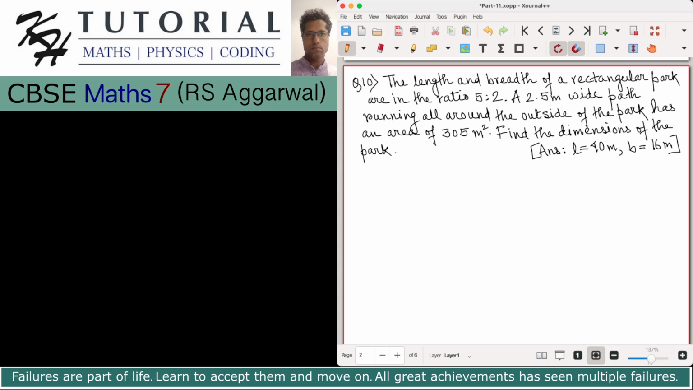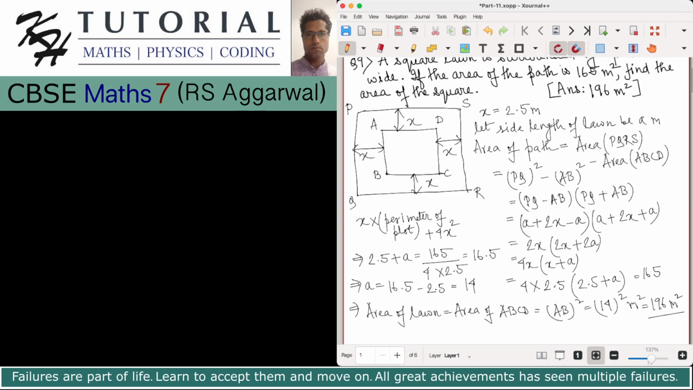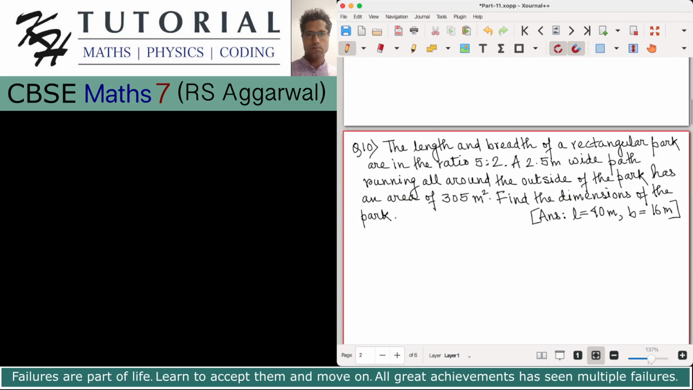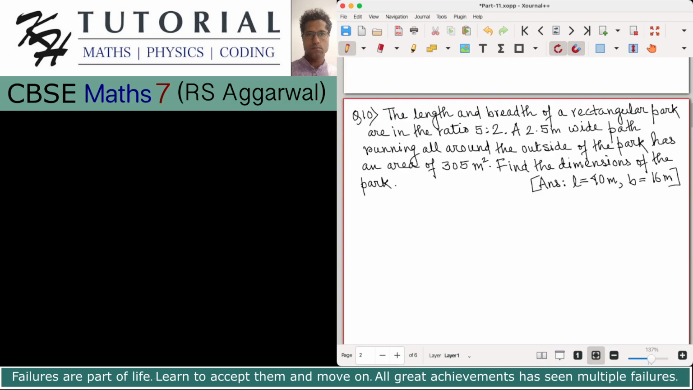Now, when the area of the path is given, as we know from the formula, the area of the path is x multiplied by the perimeter of the plot plus 4x square. So if the area of the path is given and also the uniform width of the path is given, we can easily find the perimeter of the plot. But the problem is that you cannot use this formula directly in your school exams. In competitive examinations, you can use it. For school exams, you have to draw the diagram, and you have to find the dimensions step by step.